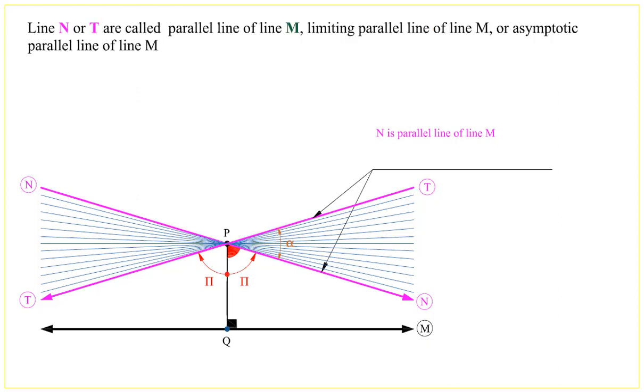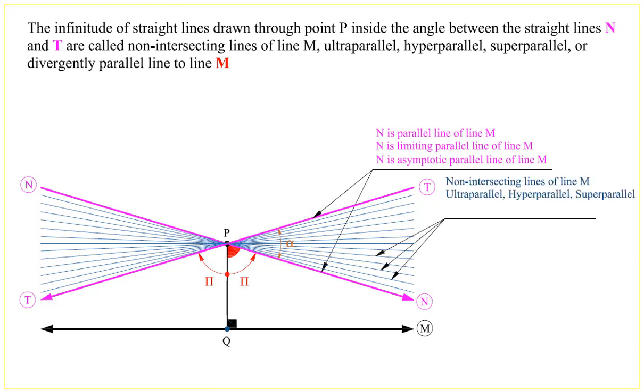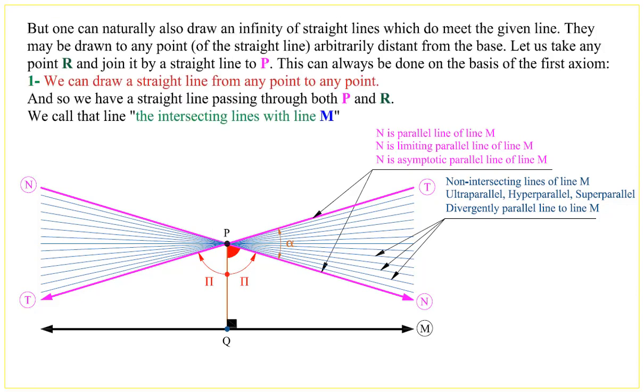Line N or T are called parallel lines of line M, limiting parallel lines of line M, or asymptotic parallel lines of line M. The infinitude of straight lines drawn through point P inside the angle alpha between the straight lines N and T are called non-intersecting lines of line M, ultraparallel, hyperparallel, superparallel, or divergently parallel lines to line M. But one can naturally also draw an infinity of straight lines which do meet the given line. They may be drawn to any point of the straight line, arbitrarily distant from the base.